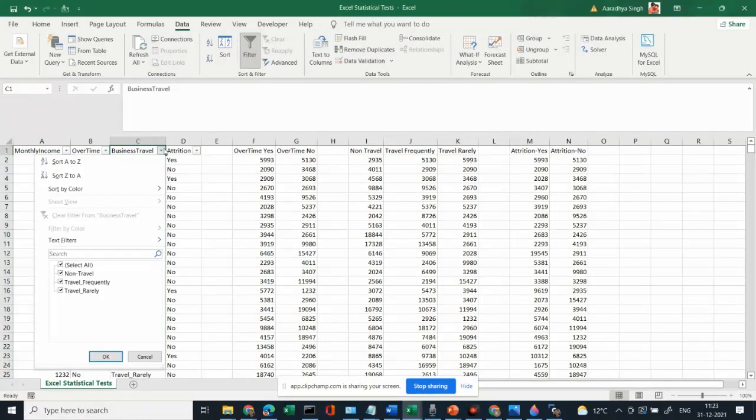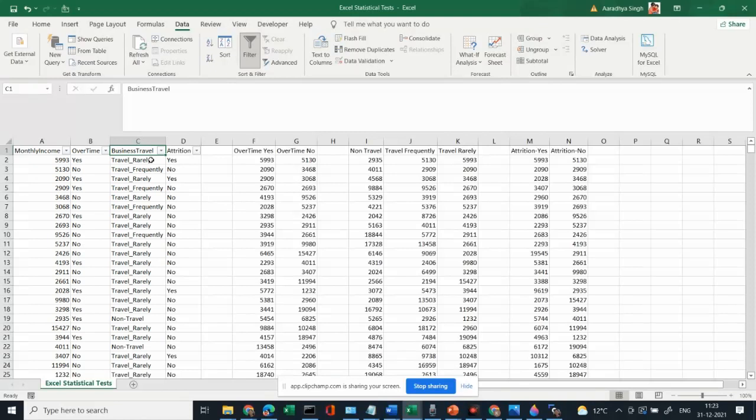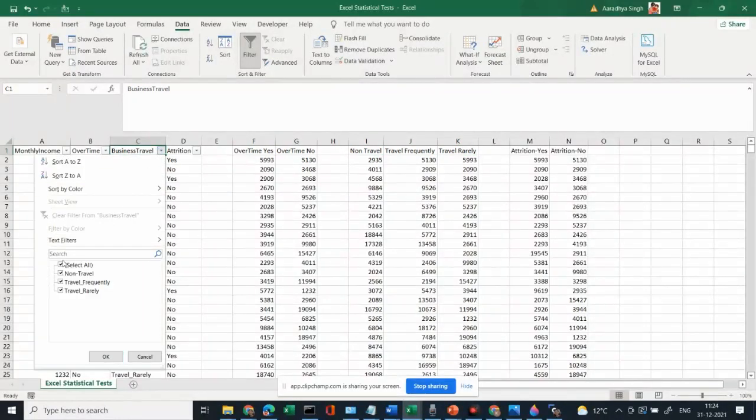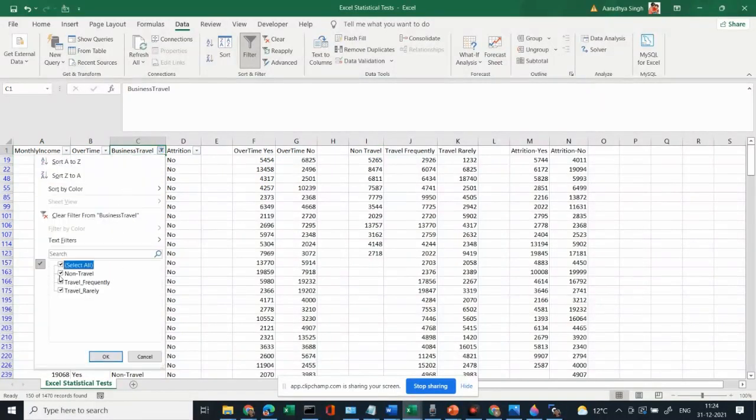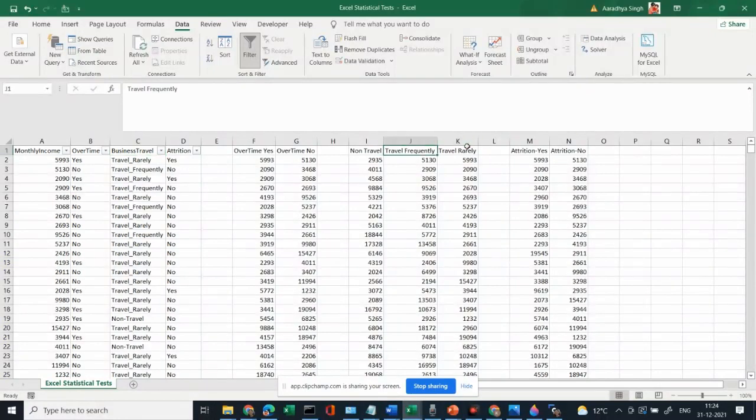There are three levels in business travel: non travel, travel frequently, and travel rarely. What we are going to do here is organize monthly income by these three levels. If you would like to do it on your own, you can just apply a filter, click on non travel, and copy all of the monthly income in the non-travel category. You can again choose the correct selection and copy it over to travel frequently or travel rarely.